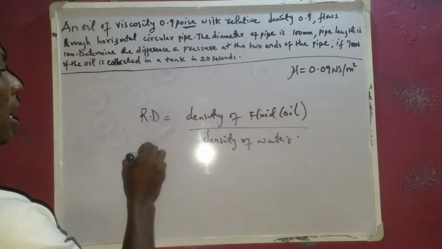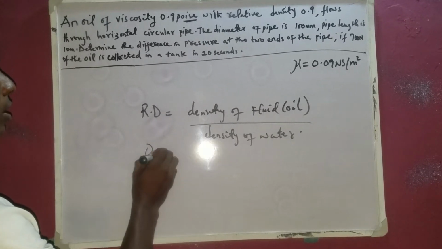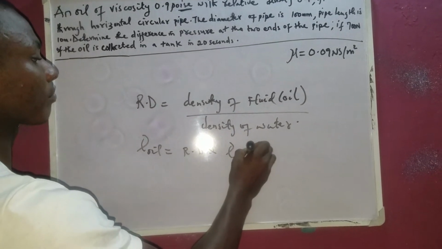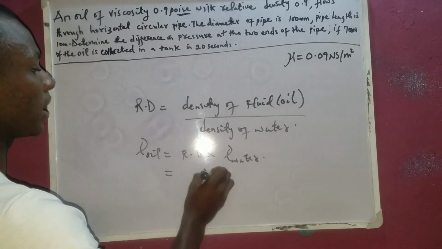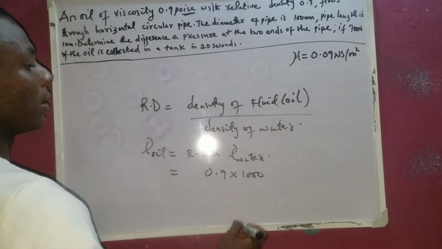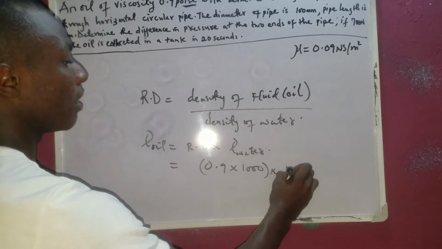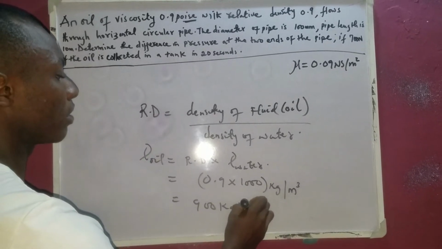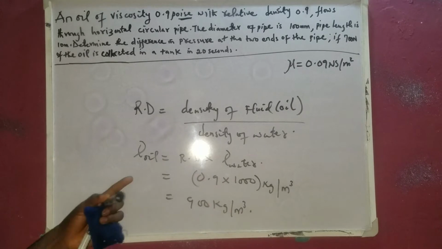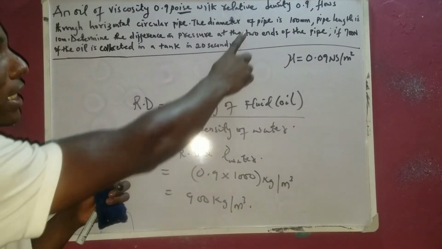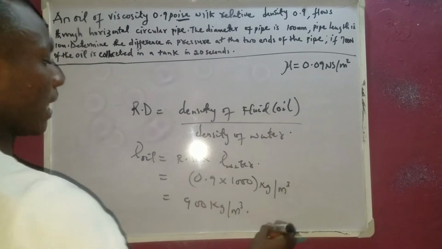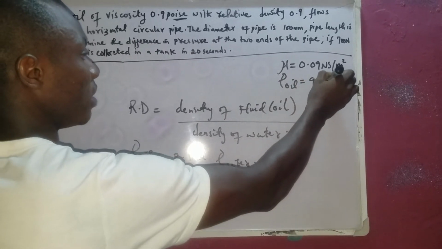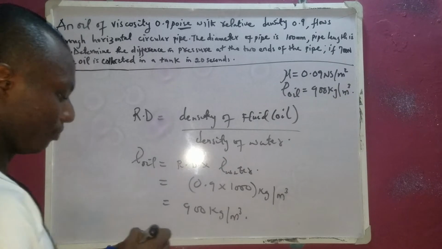So our density of oil will be equal to our relative density multiplied by the density of water. So we have 0.9 multiplied by 1000, all in kilogram per meter cube. So this is 900 kilogram per meter cube. So we've gotten the density of oil from the relative density of oil. So we write it as rho of oil equal to 900 kilogram per meter cube. So we can erase.